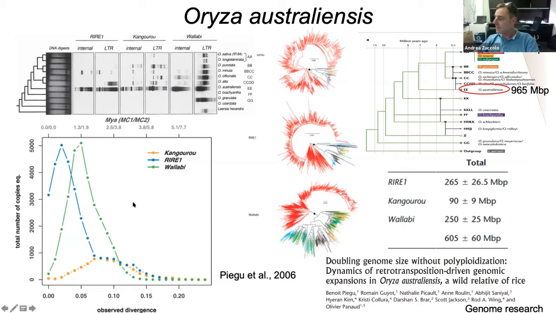The insertion time estimates and the rapid amplification of these elements was also confirmed by the phylogenetic analysis in these 3 trees. The branches in red refer to Oryza australiensis paralogs. And basically, the authors very nicely and effectively summarize what they have seen and described in the title of this paper that says doubling genome size without polyploidization. And indeed, this is what happened in Oryza australiensis.